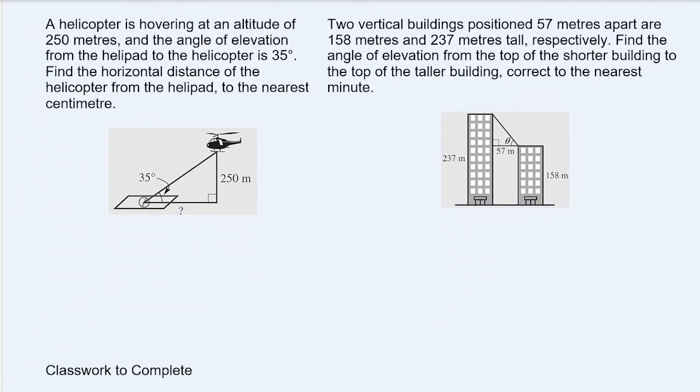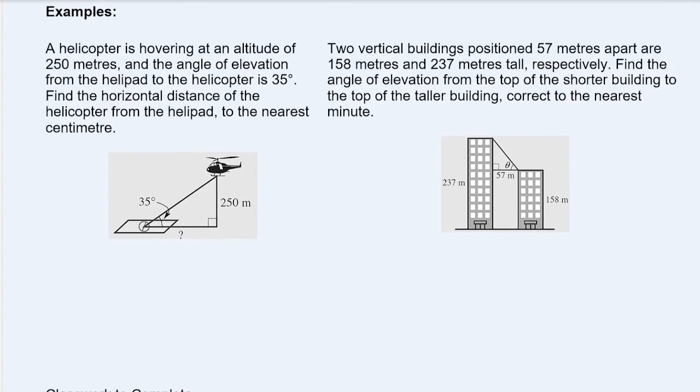Here's our first problem. We have a helicopter hovering at an altitude of 250 meters. That is our vertical. The angle of elevation from the helipad to the helicopter is 35 degrees. We want to find the horizontal distance of the helicopter from the pad to the nearest centimeter. So we want to go that way. We've got our drawing already, we don't need to draw this up.